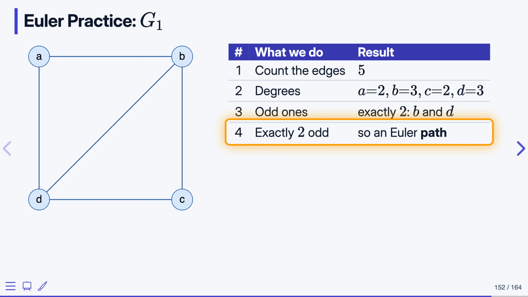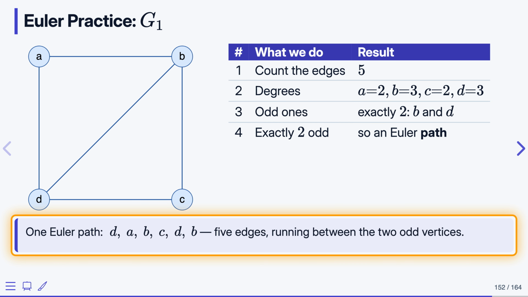Step 4. Exactly 2 odd vertices means an Euler path exists, and it must run between those 2. One of them is D, A, B, C, D, B. 5 steps for 5 edges, starting at D and ending at B.